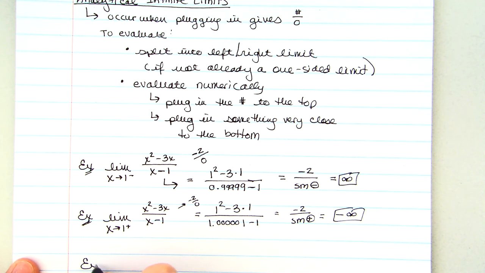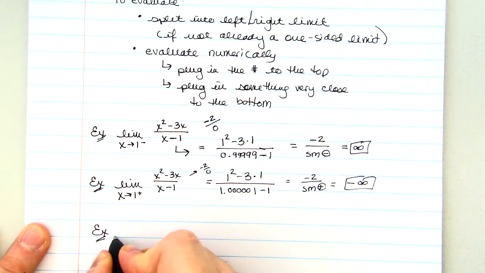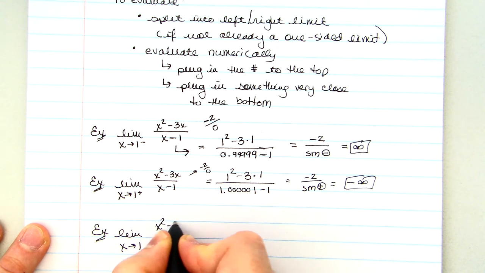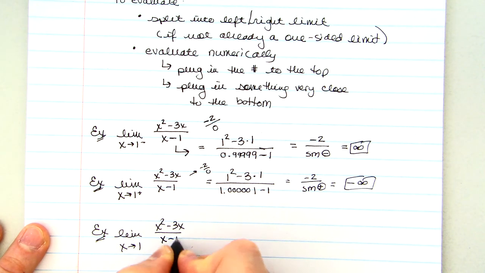I might as well do one more like this since we're on this. If I want to do the limit as x approaches 1 of x squared minus 3x over x minus 1, I think I can just do it right away. I know the answer. Bennett? Why does it not exist?